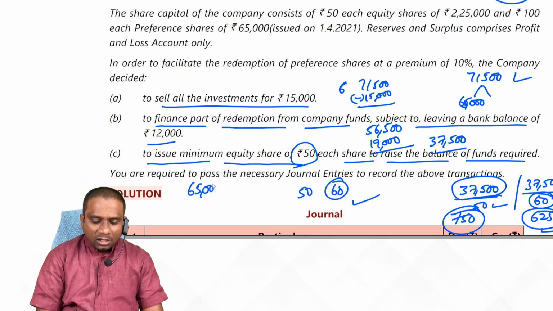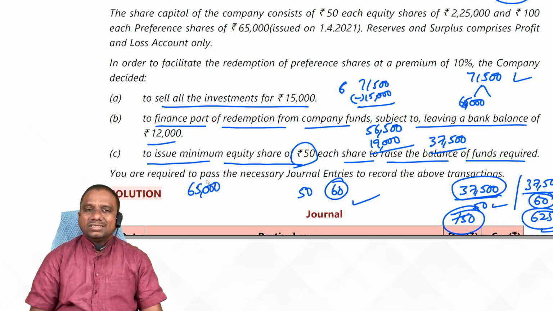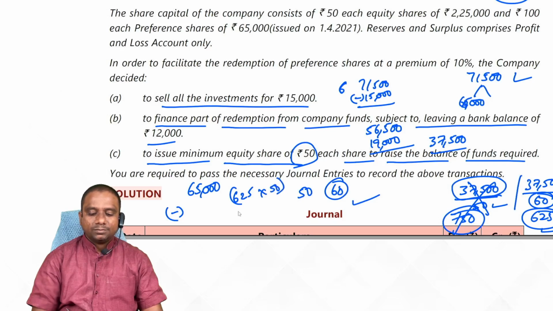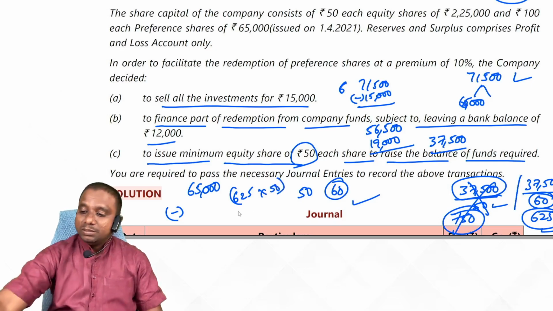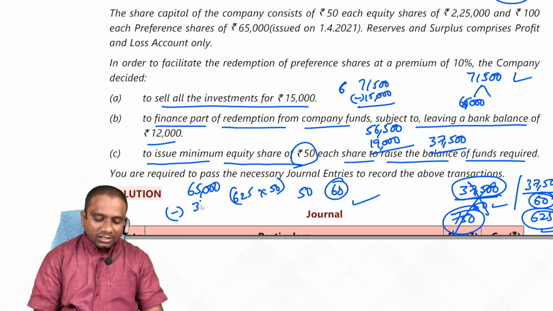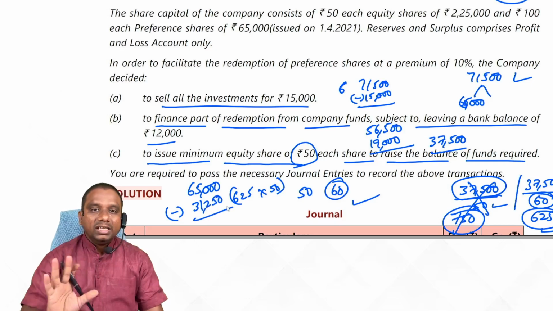How much capital do you need to replace? 65,000 minus the capital replaced by fresh issue. Here I have issued shares at a premium, so in the denominator I have taken 60. How many shares am I going to issue? 625 shares. By issuing 625 shares, how much capital is replaced? 625 shares into 50. Capital replaced is 31,250 only.